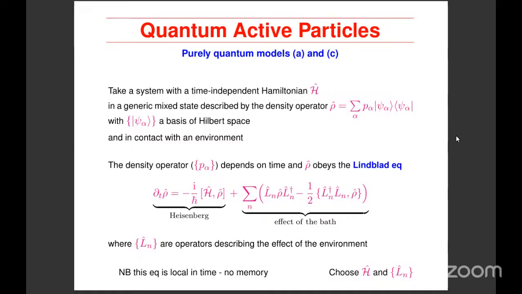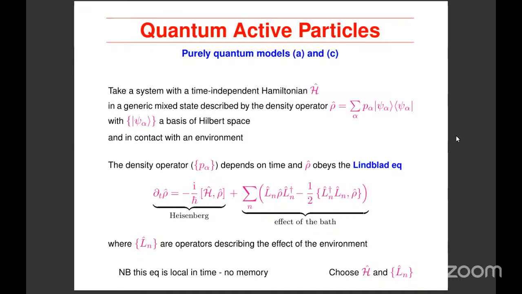This is the normal way in which we would do it if the system were completely isolated from the environment. But then we have the Lindblad operators that tell you how the bath acts on the system. And from this rho hat, which depends on time, one can measure observables, and in particular, one can measure mean square displacements, variances of the position, and different kinds of quantities.